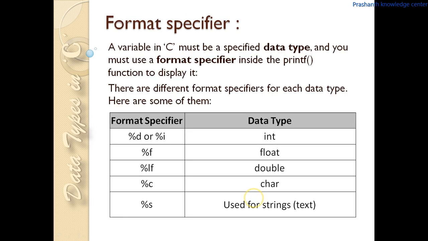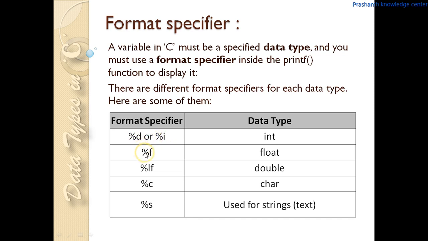And next, format specifier. What is a format specifier? For example, if you want to write an integer to the display, the output of the program, then you should use a format specifier. Which format of data you want on the output, that format you have to specify. For that there are some format specifiers. For an integer, you will use %d or %i to get the integer or whole number output on the screen.